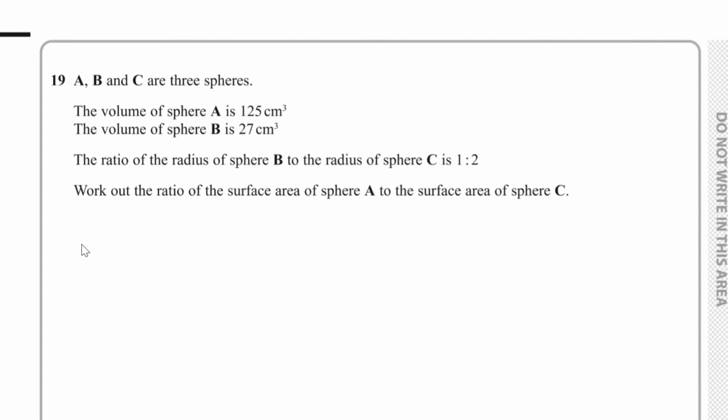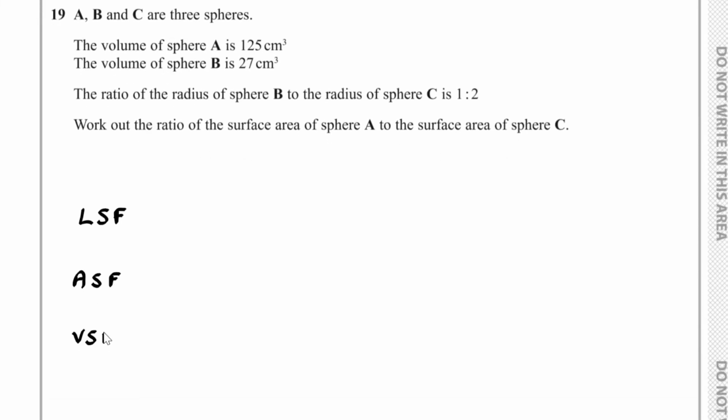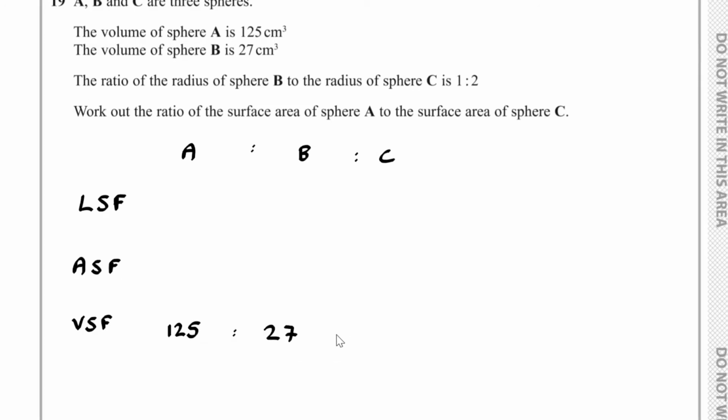Now, if we consider the volume scale factor and area scale factor, well, let's write this out. We've got length scale factors. We have area scale factors, and we also have volume scale factors. And we've got A, B, and C. Now, the volume scale factor, A to B, we've got 125 to 27. Now, can this be simplified?